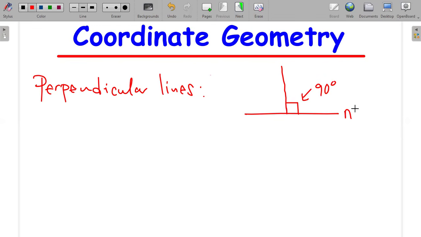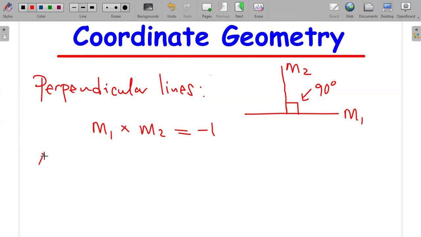So let's say this one has gradient m1, and then this vertical line has gradient m2. The special property for perpendicular lines is that when you multiply m1 with m2, you are always going to get minus 1, as long as the 2 lines that you have are perpendicular. If you get their gradients and multiply them, you're always going to get minus 1.